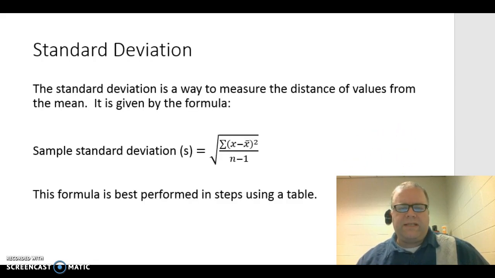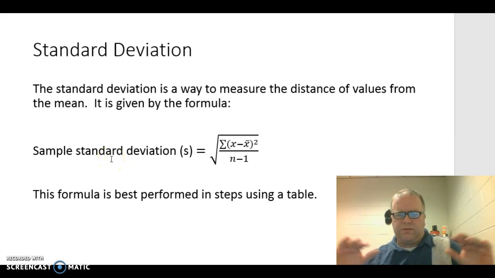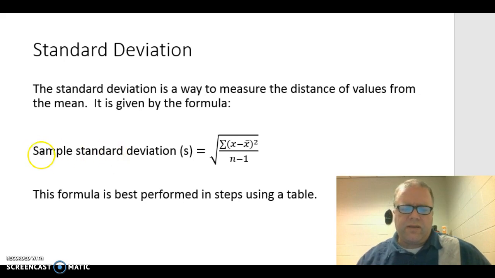Alright, let's define and talk a little bit about standard deviation. What is standard deviation? Well, it's a way to measure the distance of values from the mean. It tells us how far our data values vary from the actual average of those data values. So the closer they are, the more consistent those data values are, and the smaller that standard deviation is going to be. Whereas the more that those values vary, the greater the standard deviation is going to be.